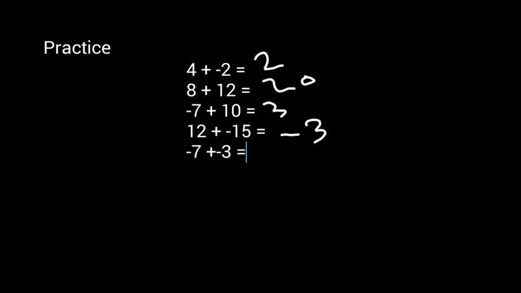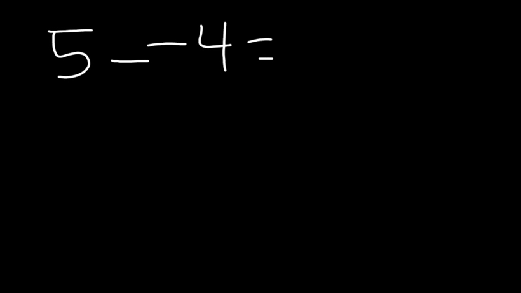Next one, negative 7 plus negative 3. Both negatives, so you just add them, and the answer is negative, negative 10. Now, we're getting pretty good at adding. Subtracting would be really easy if we just had to add, because we already know how to do that. So we're going to make some changes.